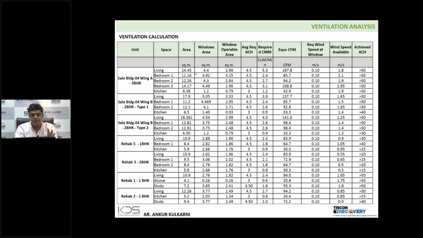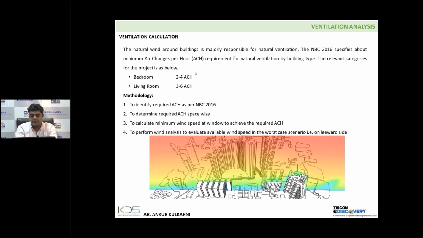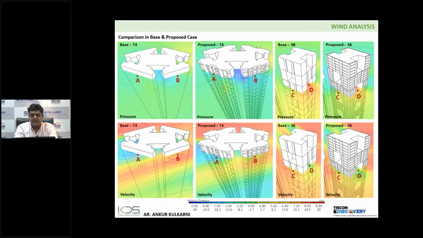So this is a very important exercise. I'll show you just one simple example. Let's say I'm talking about this flat near point A, and here you have a living room, kitchen, and bedroom. All these three habitable spaces or rooms have close to 2.4 to 3.2 meters per second wind speed near their windows.